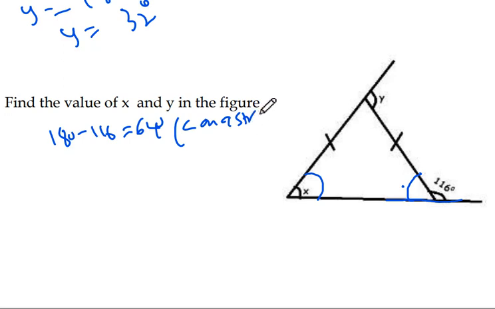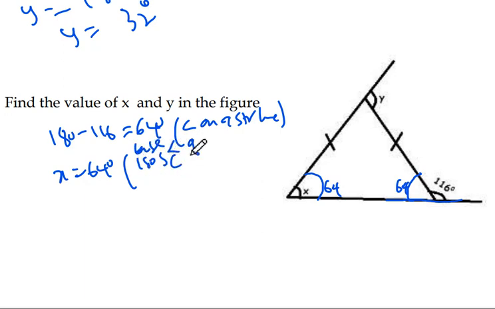Angle on a straight line. So this is 64. Now this is an isosceles triangle. So if this is 64, this is also 64. So x is also 64 degrees. Isosceles triangle, that's base angles. Base angles of an isosceles triangle are always equal. This angle is always equal to this angle.